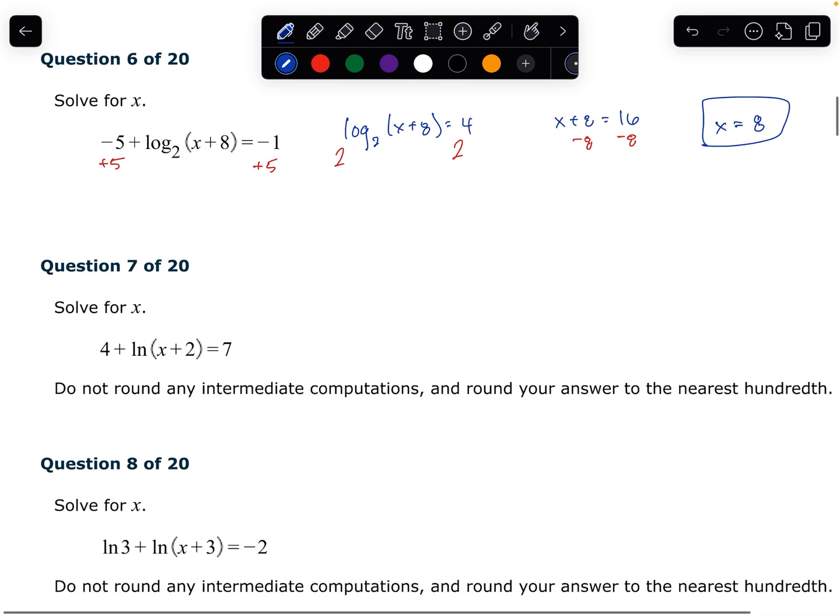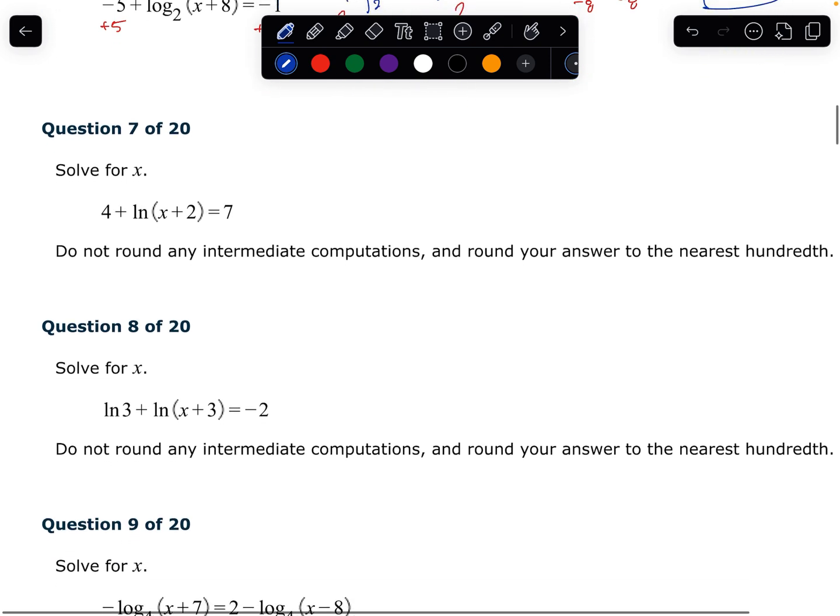All right, for this one, we're probably going to have decimal answers. We are using natural logs, so we'll need a calculator here. I'm going to start by subtracting 4 from both sides, so I'll get the natural log of x plus 2 equal to 3. Now I'm going to exponentiate. But what do I exponentiate with a natural logarithm? You're supposed to exponentiate with the same value as the base, and the base of a natural logarithm is e. So I'm going to exponentiate both sides with base e.